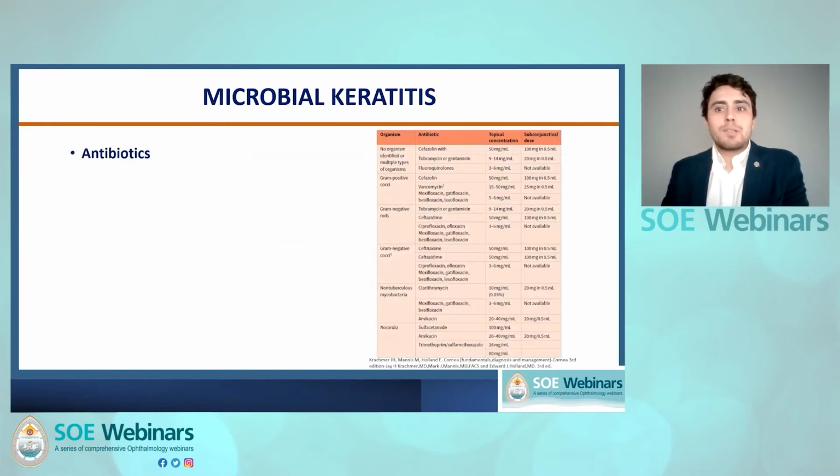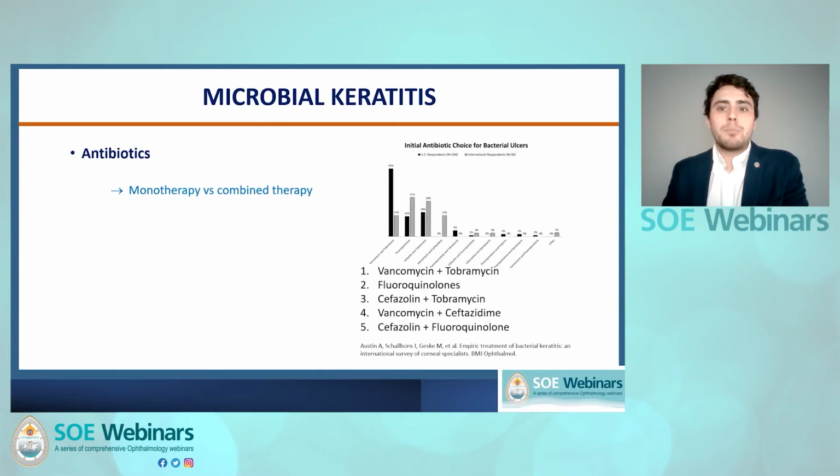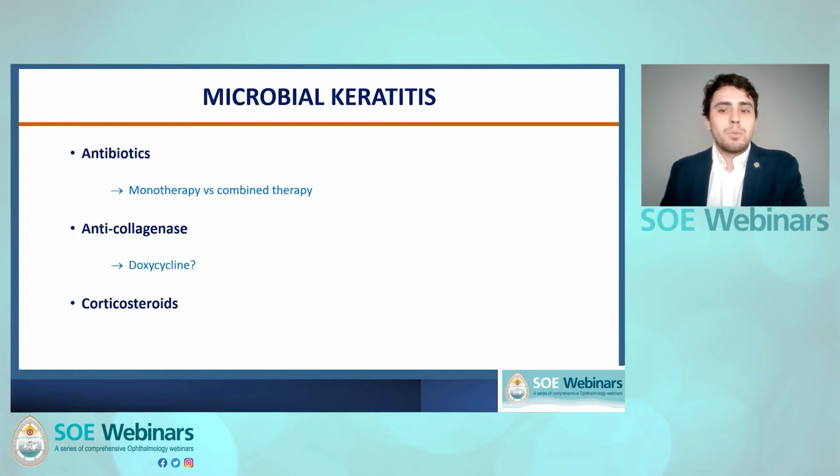Antibiotics. We have a full range of antibiotics, and one of the biggest questions is whether to use monotherapy or combined therapy as the first line treatment. In this study, they investigated what is done in real cases, the combination of vancomycin and tobramycin and the monotherapy with a fluoroquinolone being the two main strategies. Daily, for microbial keratitis, I usually use fluoroquinolone as a first line treatment. Another topic is the use of anticollagenases such as doxycycline, which can be used in corneal melting.